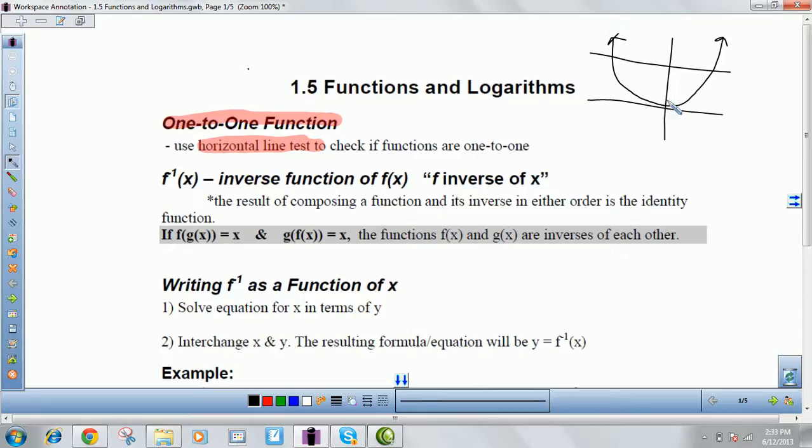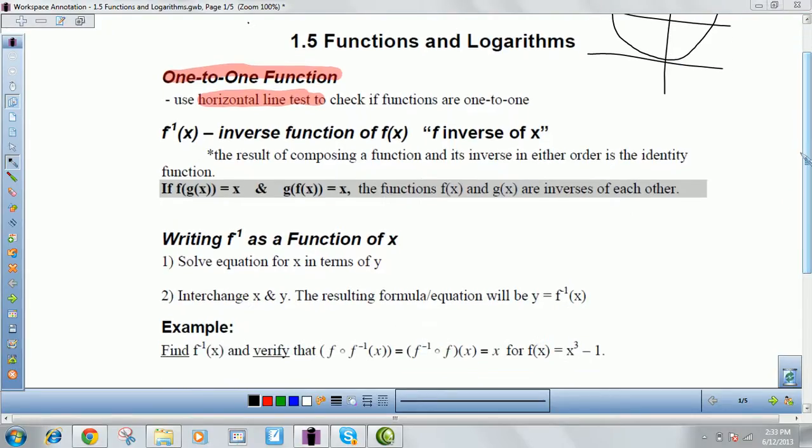Okay, so looking at how an inverse is written, you would say f to the negative 1 of x. That's the inverse function of x, or f inverse of x. And it's the result of composing one function and its inverse, so putting its inverse inside of it, and then your output is x.